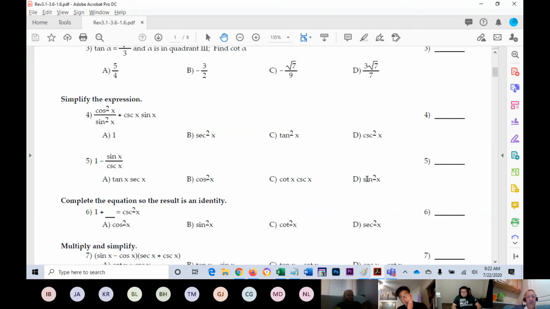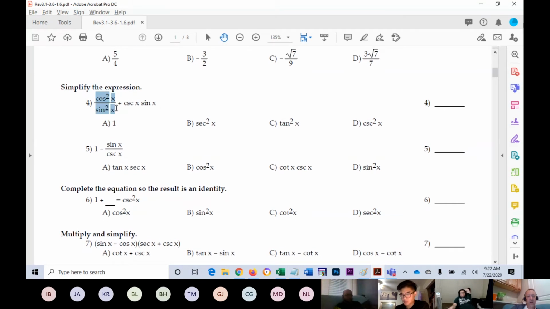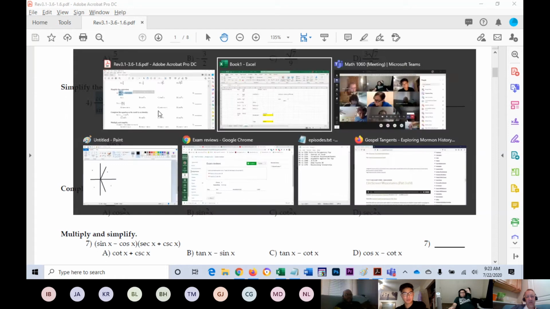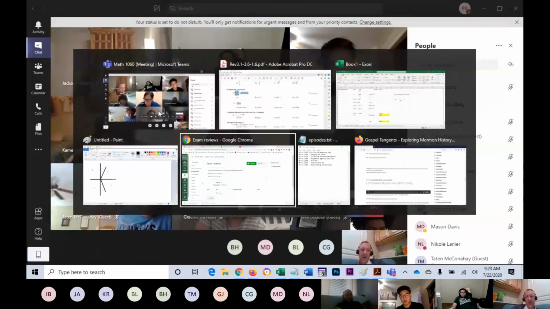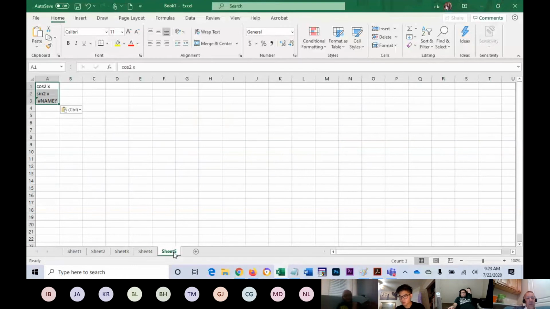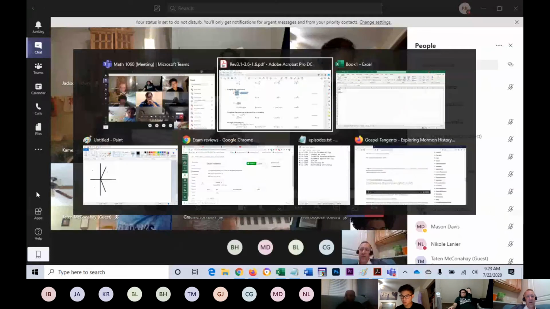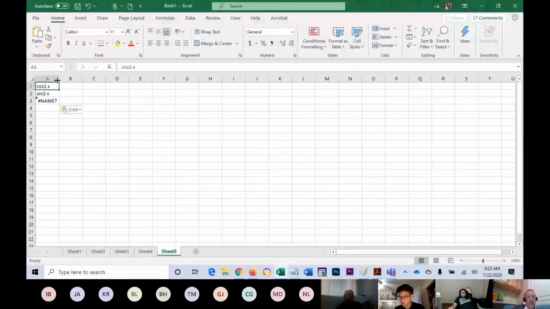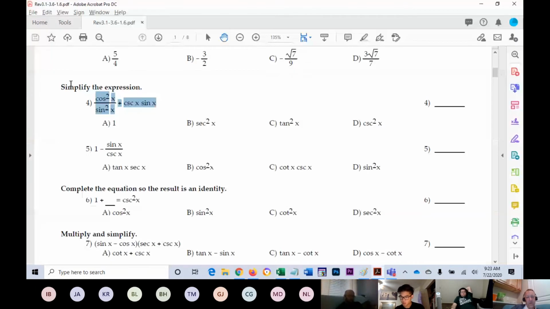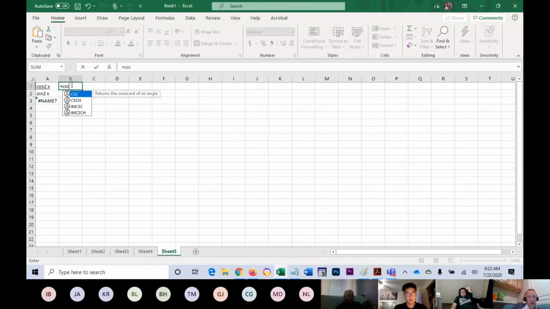4. Simplify the expression. Yeah, that one does look kind of complicated. That's a good test question right there. I don't think I can copy this. We're going to find out. Oh, that worked better than I thought. Cosine squared over the sine squared plus cosecant times sine of x.